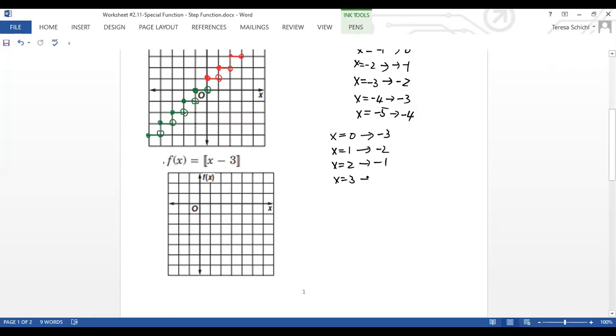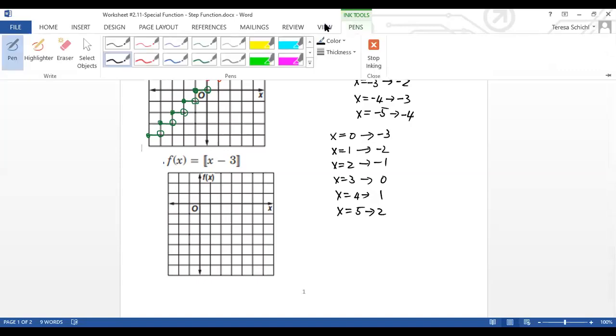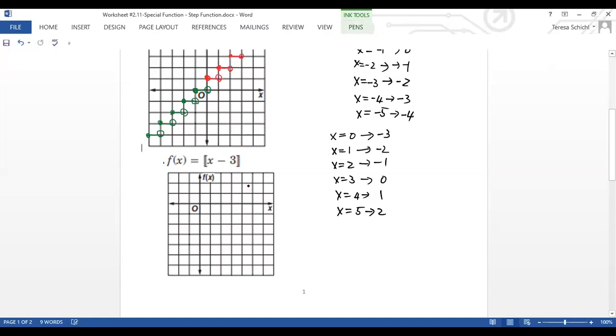X equal to 3. 3 minus 3 equal to what? 0. X equal to 4. 4 minus 3 equal to what? Equal to 1. Let's choose one more. X equal to 5. What is here? This is 2, right? Okay, so let's plot my right-hand side. So x equal to 0 is negative 3. 0, negative 3. 1, 2, 3. Right? So here you got a solid because when they equal, the whole number is a solid, right?